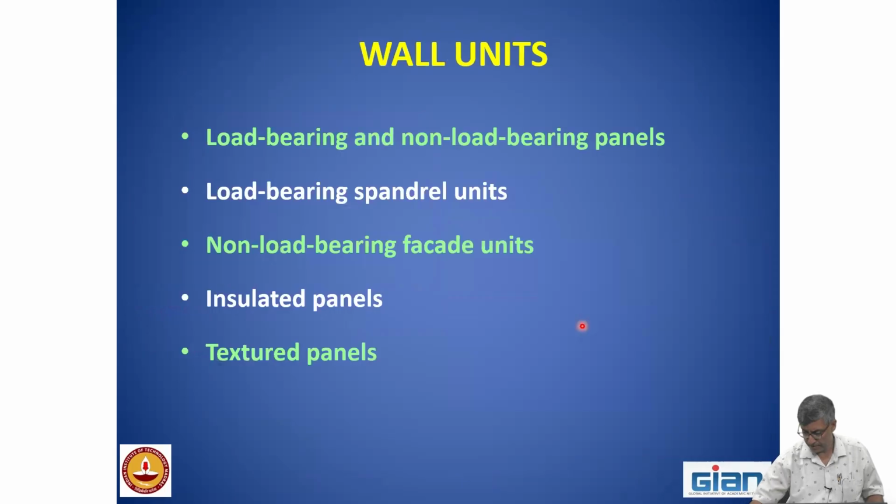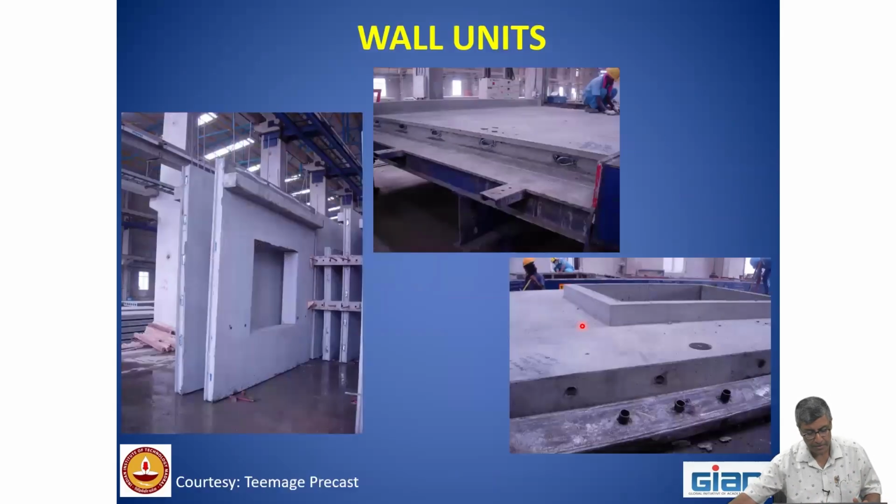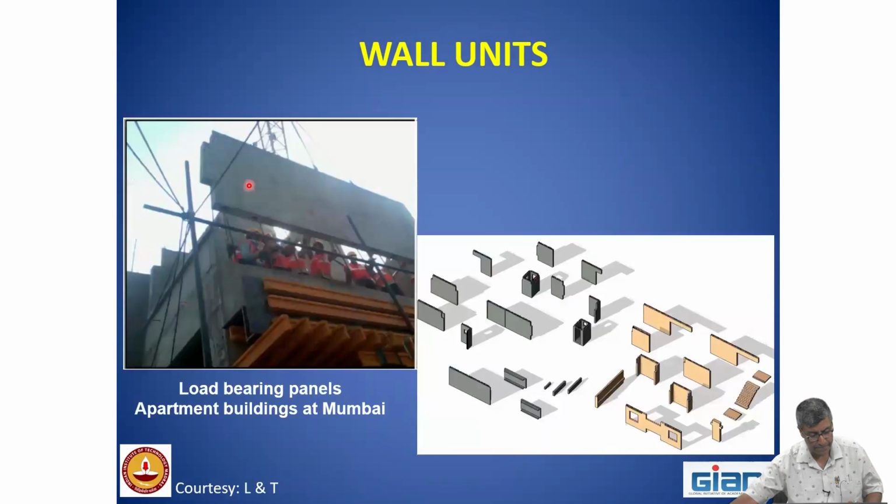Wall units can be load bearing, non-load bearing, special purpose, insulated or textured. This is one of the photos I had shown yesterday, showing how these wall elements are connected with each other through the loops. There can be window openings, there can be some brackets to support the slabs, and some of this you are going to see in the factory.